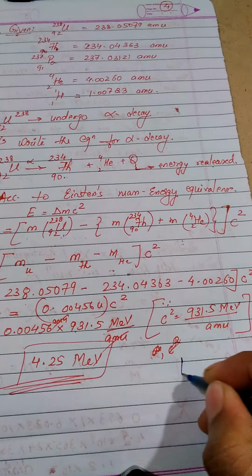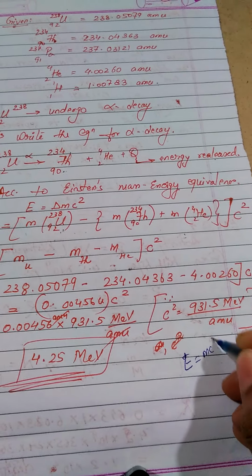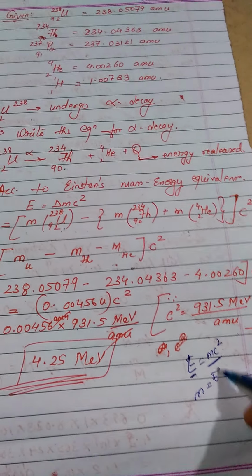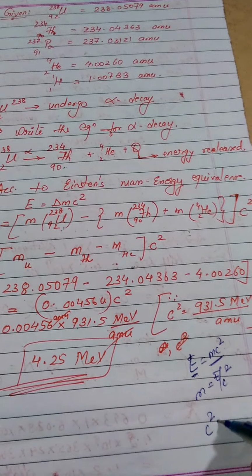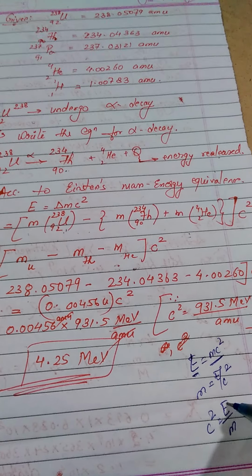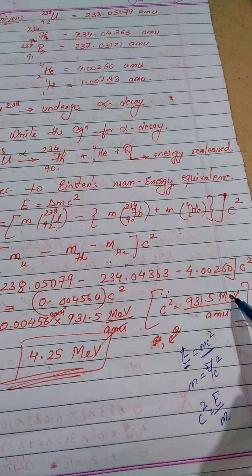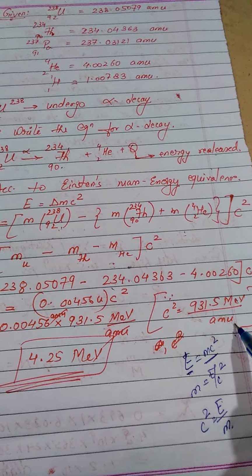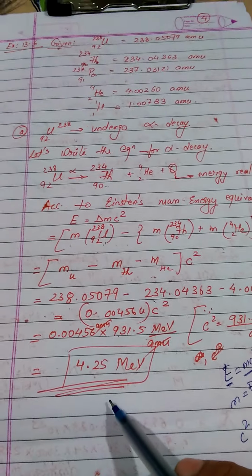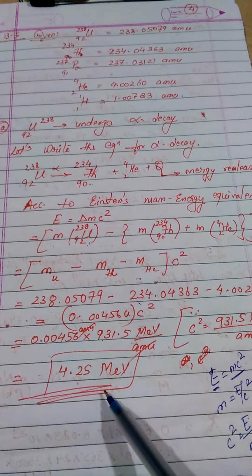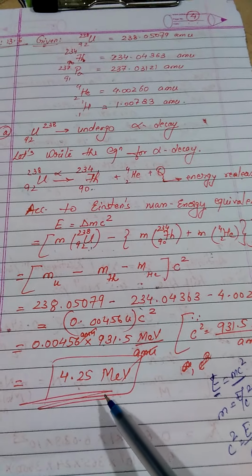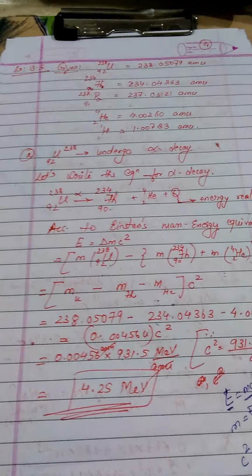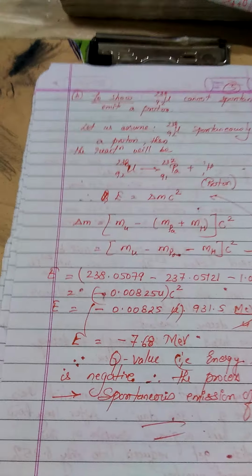These all equations are actually carried forward using this equation. If I have to find energy, it is mc square. If I have to find mass, it is E upon c square. If I have to find c square, it is E upon mass, that is energy upon mass. So I have replaced the c square in terms of energy and atomic mass unit. It will cancel out, and the total energy which is actually released during the alpha decay of uranium is 4.25 mega electron volt.